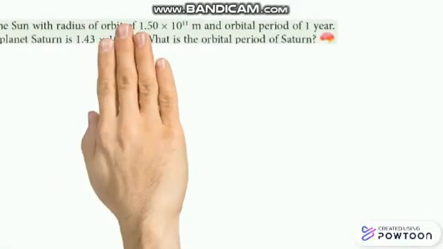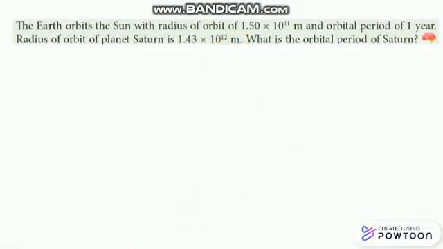The Earth orbits the Sun with a radius of 1.5 times 10 to the power of 11 meters and an orbital period of 1 year. The radius of orbit of planet Saturn is 1.43 times 10 to the power of 12 meters. What is the orbital period of Saturn?